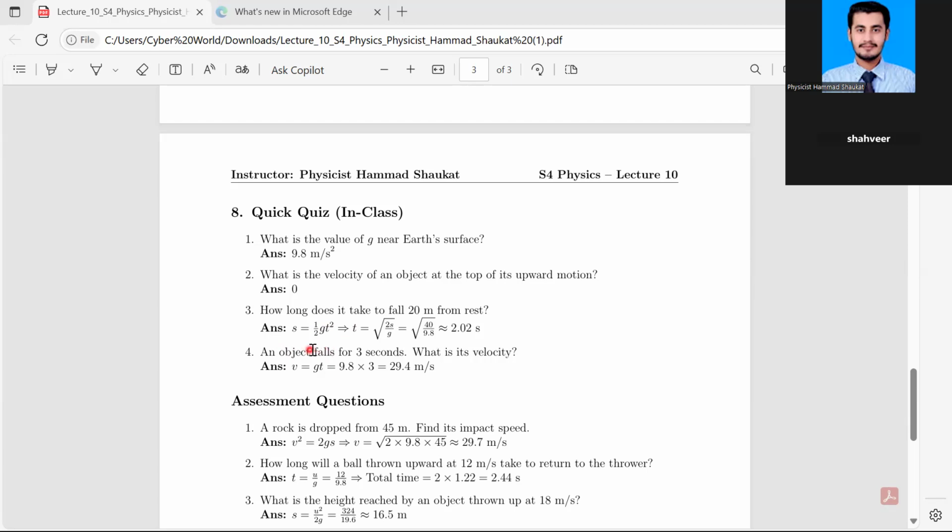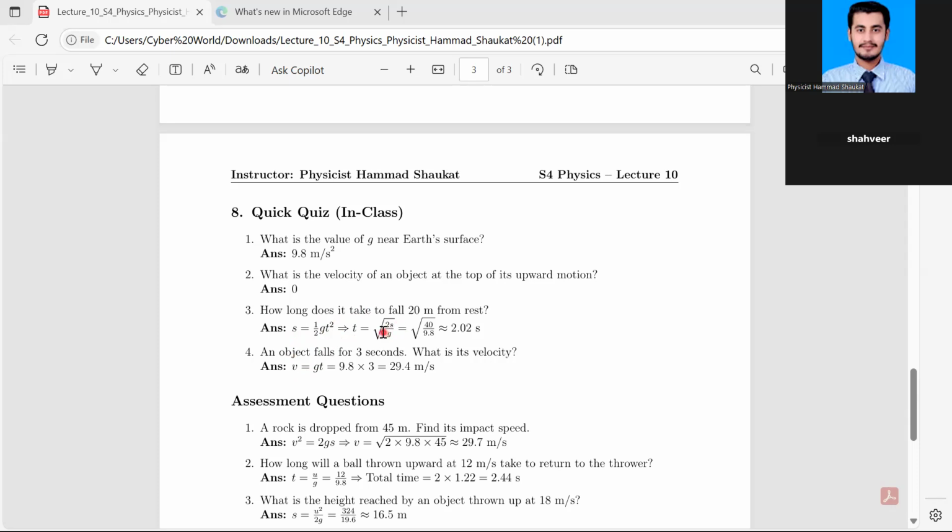Simple: first of all you have to find t. What you have to do is move this 2 to the other side, so it becomes 2s on the other side. So 2s equals gt squared. You have to find t, so the g is extra. You have to divide by g on the other side. So it becomes 2s divided by g equals t squared.